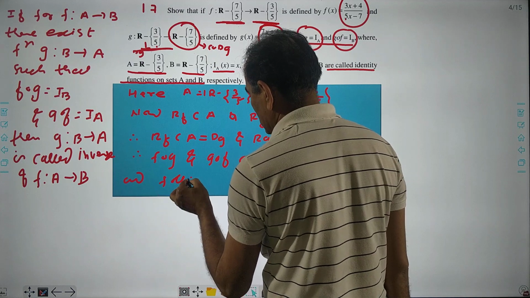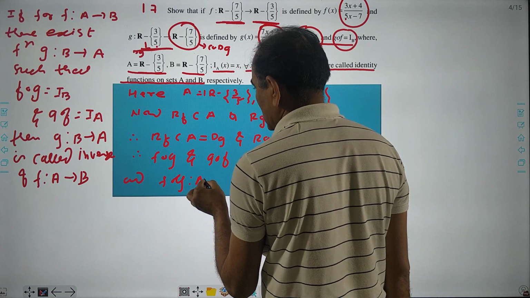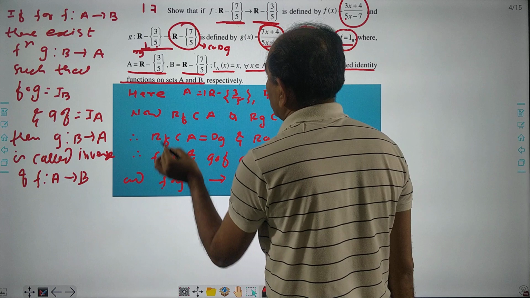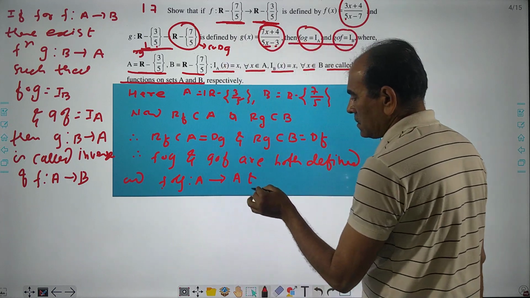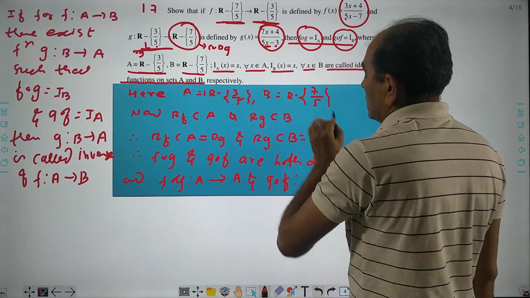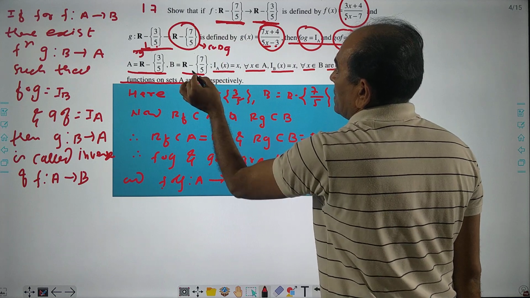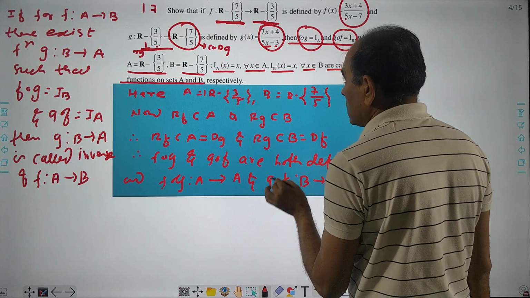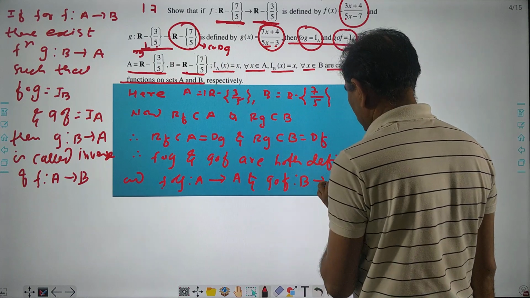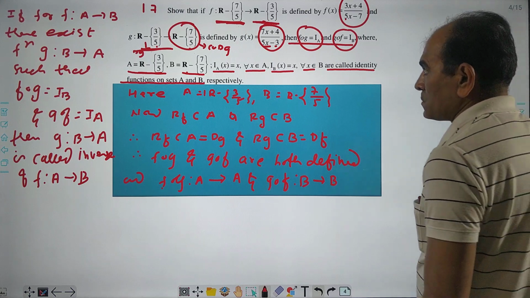And f∘g is a function from the domain of g, that is A, to the codomain of f, that is also A, and g∘f is a function from where to where? Domain of f, that is B, to the codomain of g. What is the codomain of g? That is B. Clear? So this is the existence of composition.